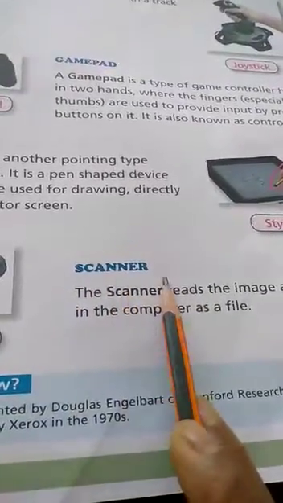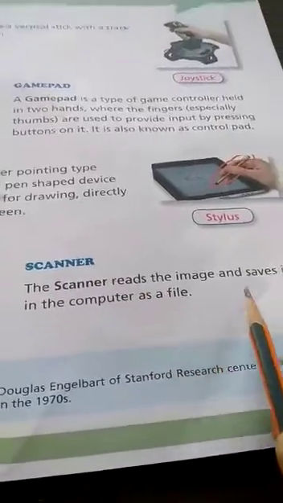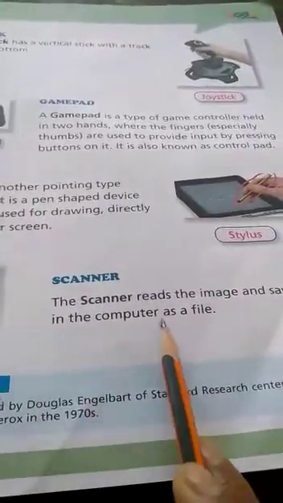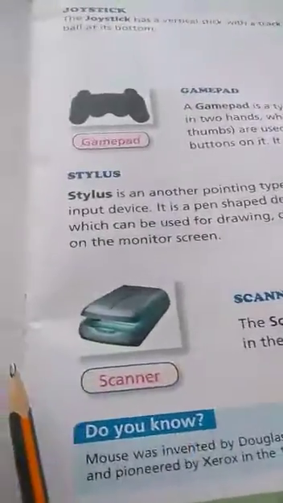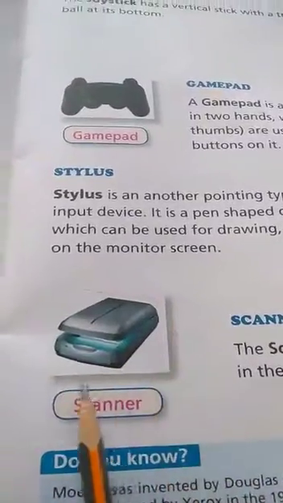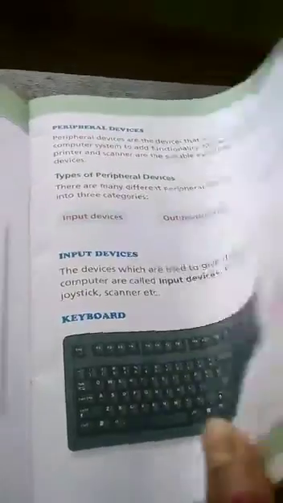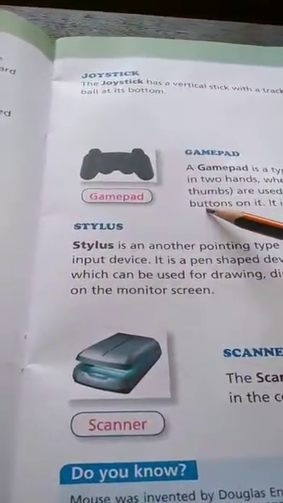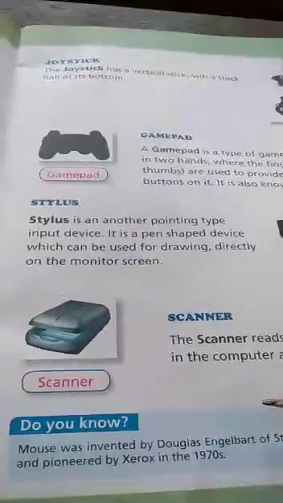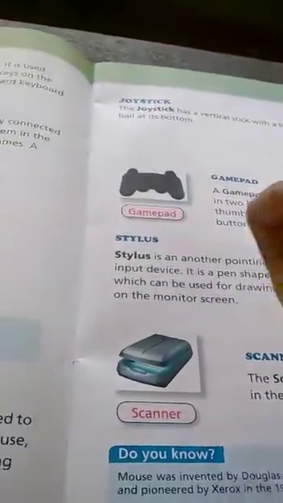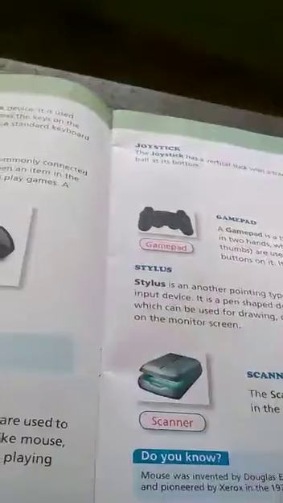Next one, scanner. The scanner reads the image and saves it in the computer as a file. See this? This is a scanner. So input devices are keyboard, mouse, joystick, gamepad, stylus, scanner. Okay, you can enter everything. You can use these machines.